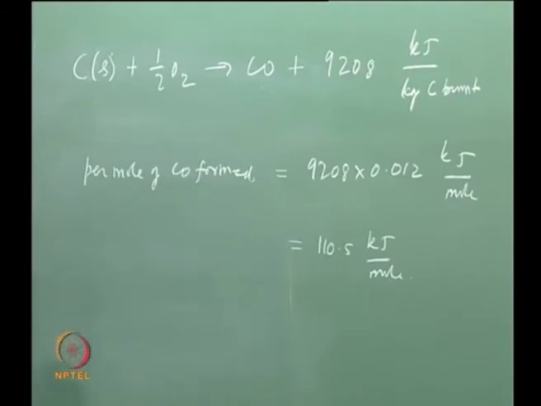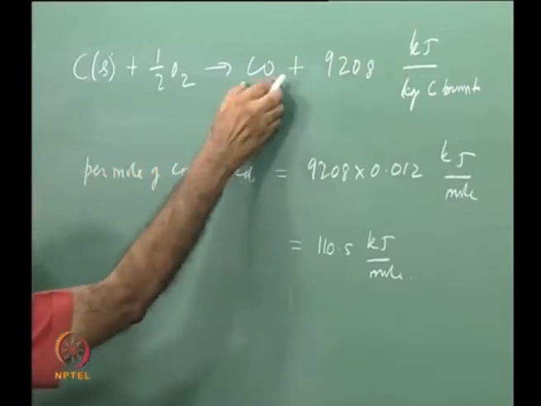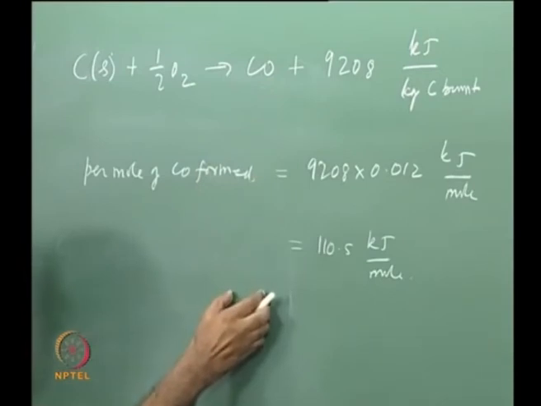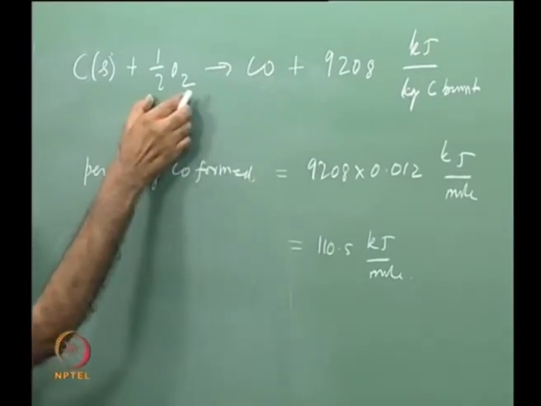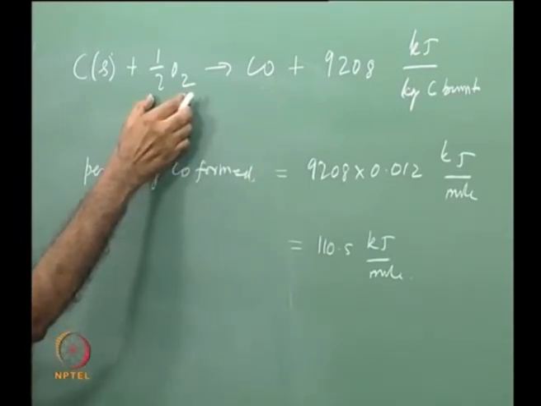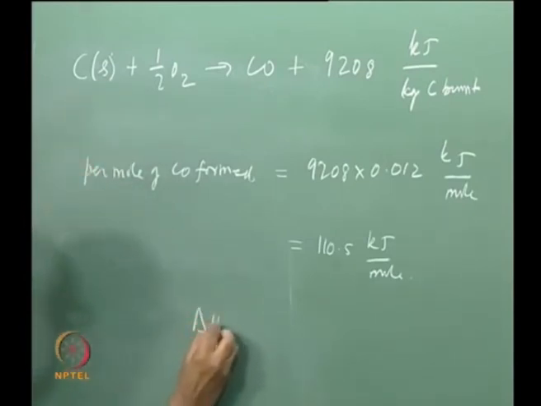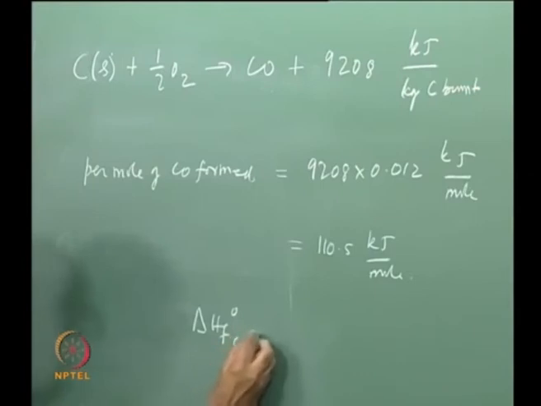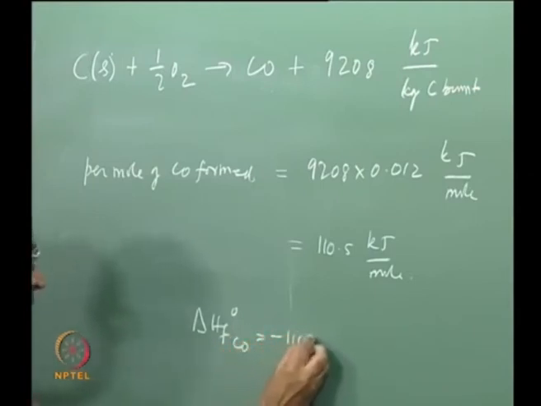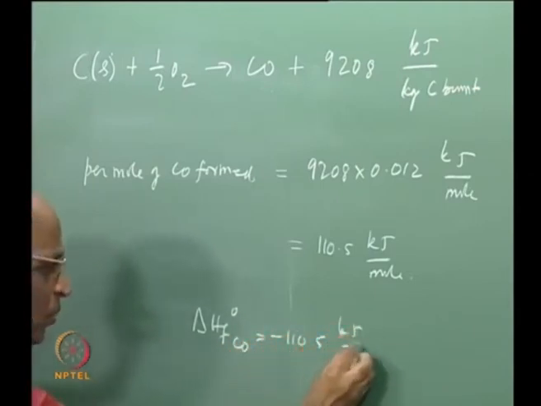And what is happening is heat is getting generated, carbon monoxide gets heated, I have to bring it back to the same standard condition of 25 degrees of oxygen element, of 25 degrees of carbon element, and therefore, heat of formation of carbon monoxide we say is minus 110.5 kilojoule per mole.